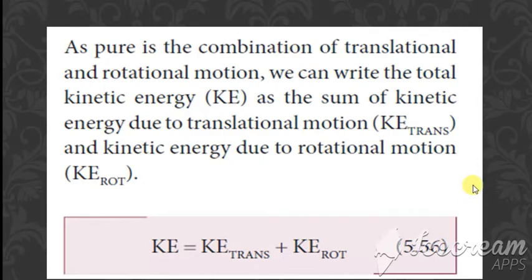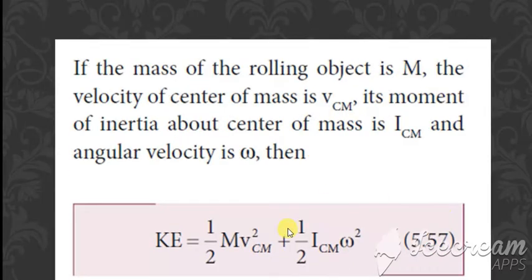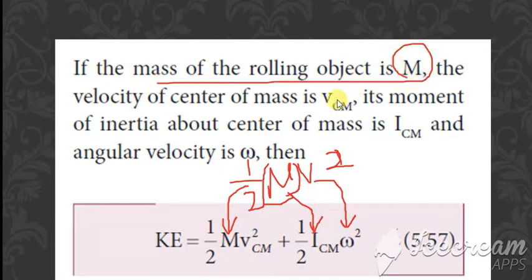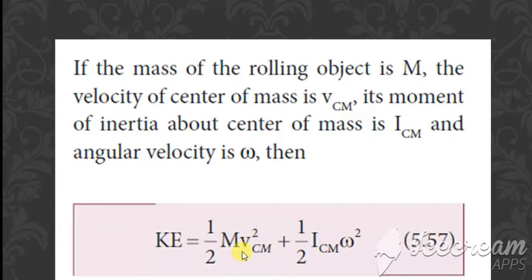Clear? Now we are going to write the equation for the translational and the rotational parts. The formula for translational is half m v square, because 1 by 2 m v square is the general formula for kinetic energy. For rotational, instead of m we write I, the moment of inertia, and instead of v we write omega, the angular velocity. If the mass is m, the velocity is v of cm, the moment of inertia is I of cm and the angular velocity is omega, then we get the equation for kinetic energy: half m v square cm plus half I cm into omega square. Just note this equation.